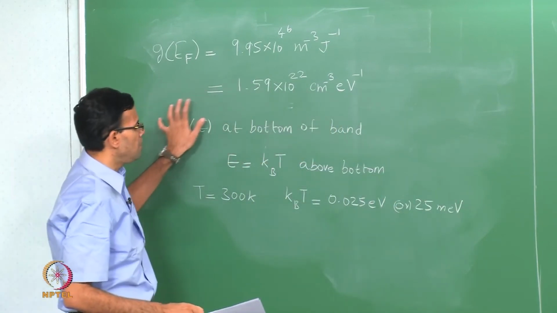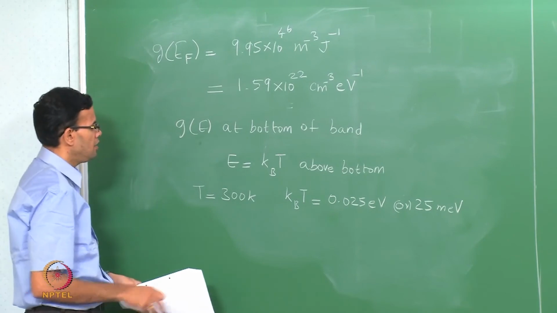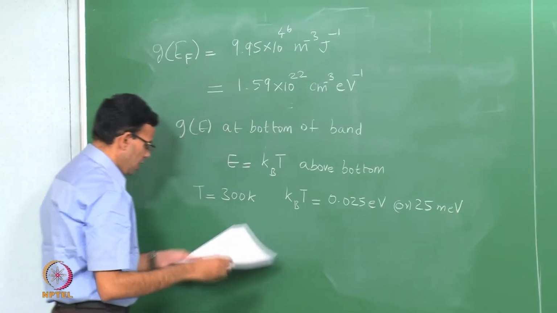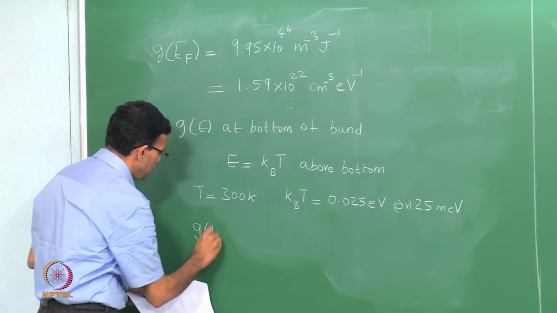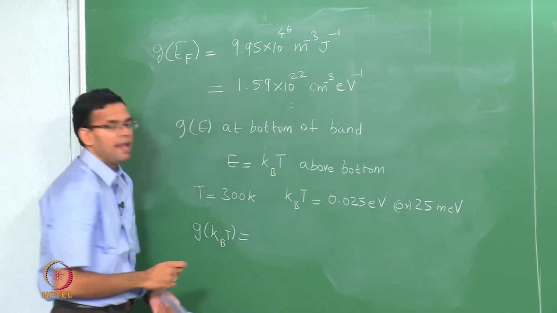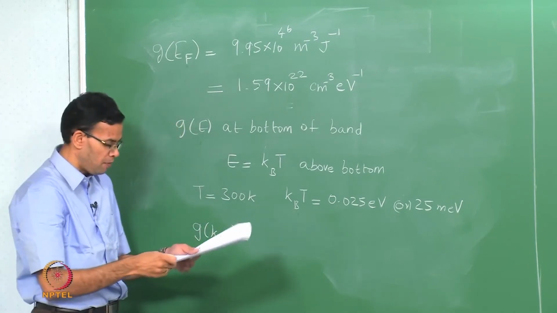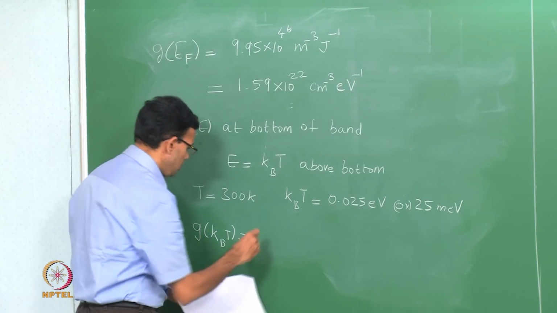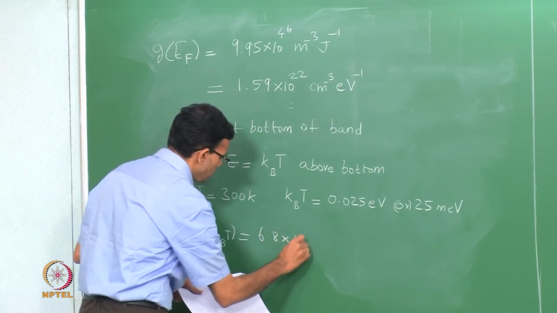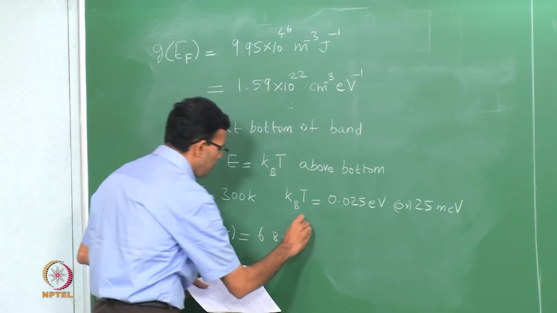So we can do the same calculation that we did earlier, except replace EF by KBT, and if you do that, the density of states 25 milli electron volts above the bottom of the band is still a large number, 6.8 times 10 to the 45.